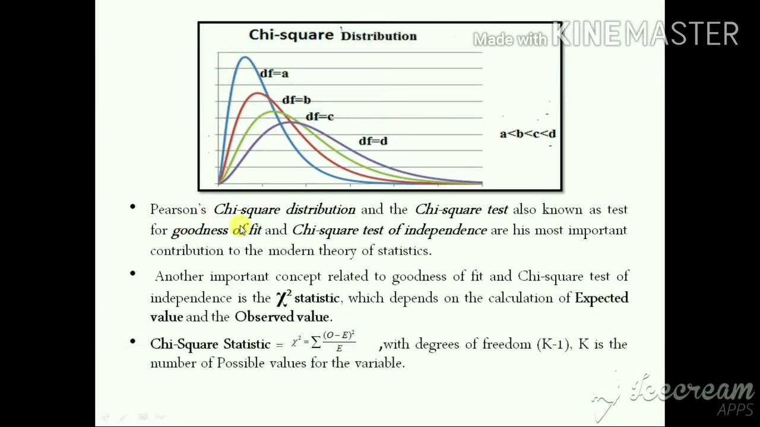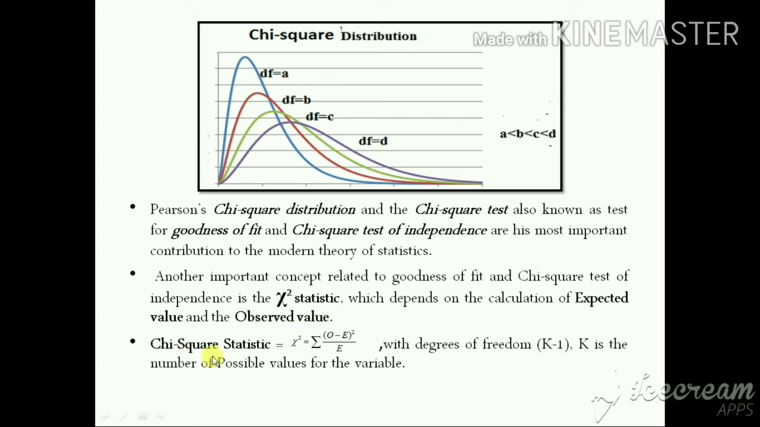Pearson's chi-square distribution and the so-called chi-square tests are also known as the test for goodness of fit and the chi-square test of independence. These are the two important pillars of the chi-square distribution. Another important concept related to goodness of fit and the test of independence is the chi-square statistic, which depends on the expected value and the observed value. Observed value means empirical value or given value.